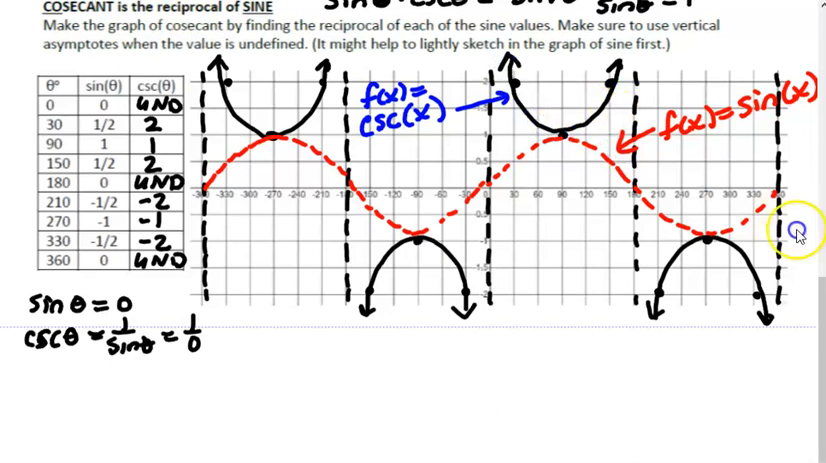So you can see if I know what the sine graph looks like, I could easily draw the cosecant graph. But realize, this is not part of the cosecant graph. This red graph, this is a totally separate graph. This is the sine graph. But notice how it just fits right inside. That makes it really easy to draw the cosecant graph.